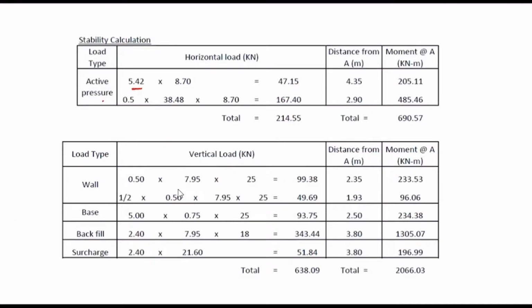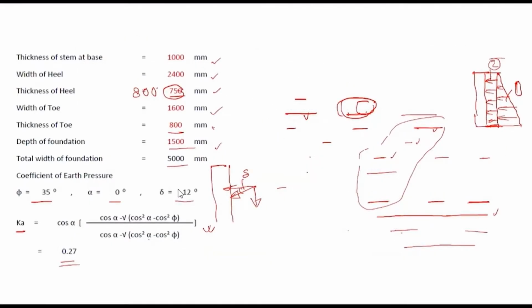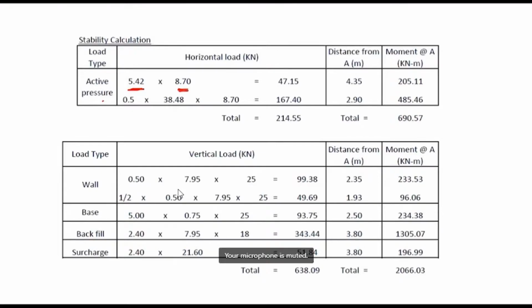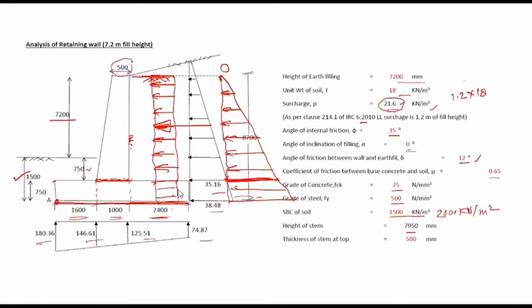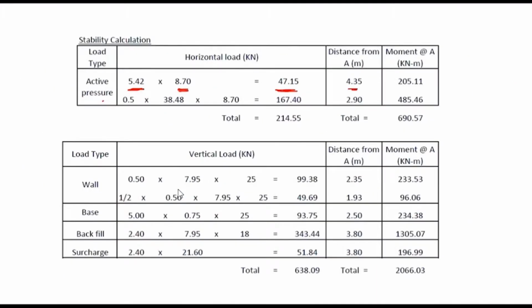So now I have calculated this active earth pressure, 5.42. This is the pressure. This is the height, 8.70. See, this is the total height from here to here. We are calculating the pressure below this base, so we'll take the height from here to here. So this is the pressure into height, the total horizontal force, and we will calculate the distance from point A. The distance from this point will be 4.35. This is half of the height.